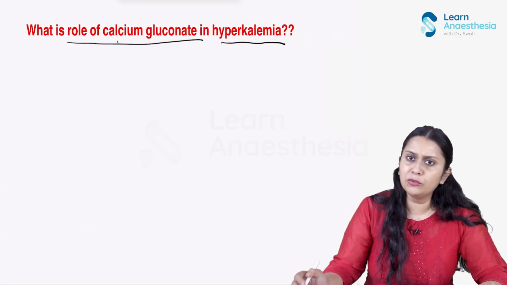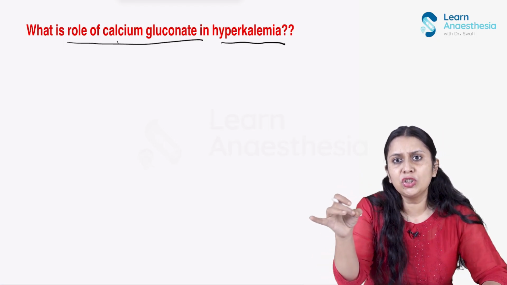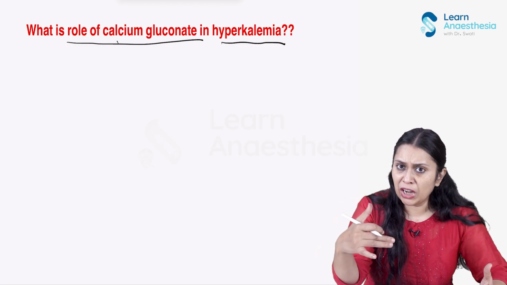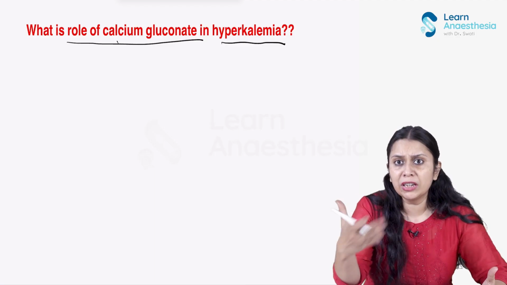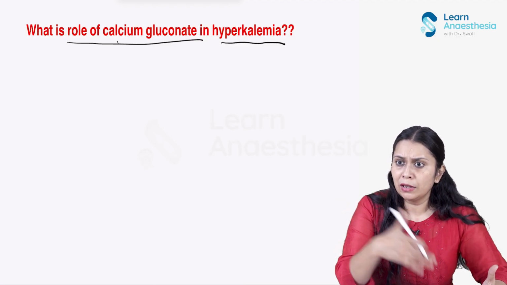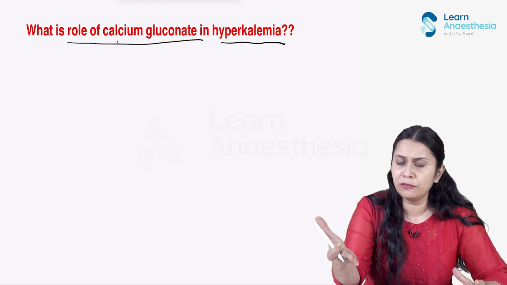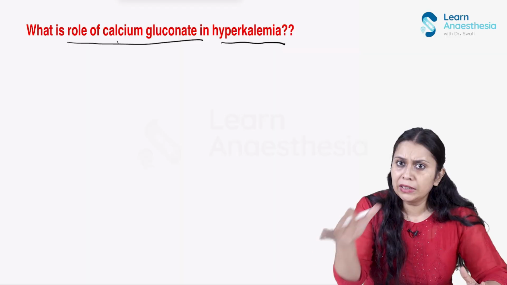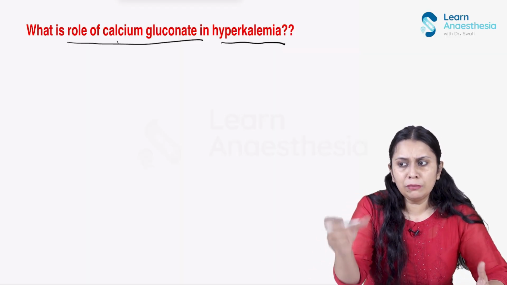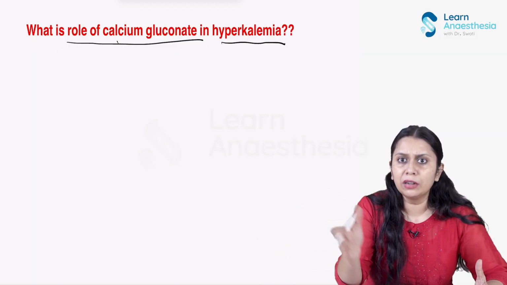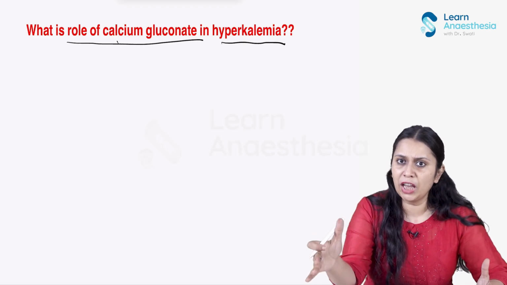How does calcium gluconate work in hyperkalemia? See, calcium gluconate causes a stabilization of the cardiac myocyte. Your potassium is causing toxicity on the conduction. What calcium gluconate is doing, it is stabilizing the membrane, opposing the action of potassium, but it is not decreasing the serum potassium level. So when we give calcium gluconate to the patient, meanwhile we also start giving drugs to decrease the serum potassium level, right? We try to stabilize the heart by giving calcium gluconate.